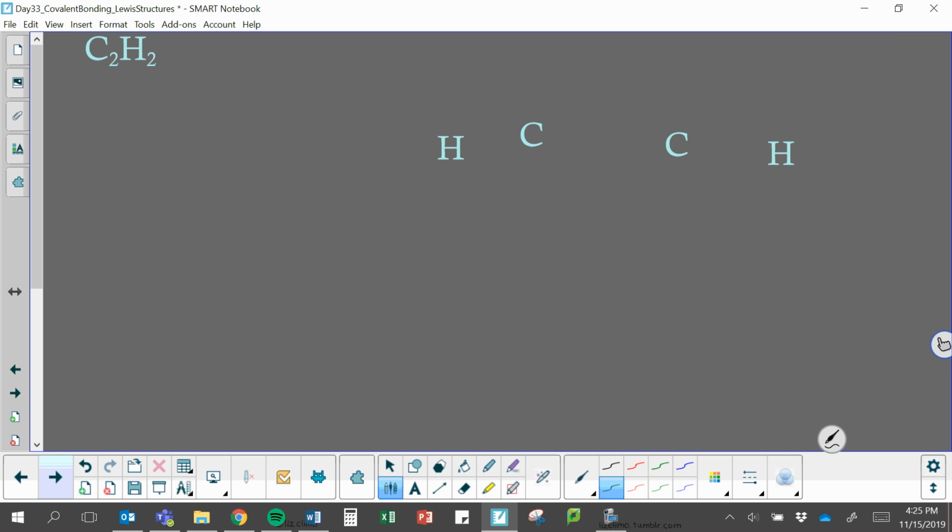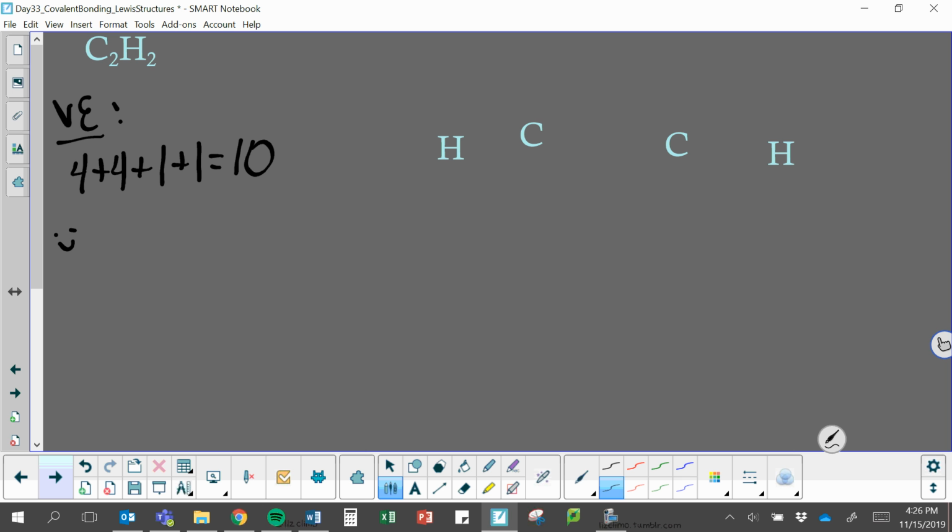Okay, we're going to try one more. So that's when we have C2H2. So first thing, we need to figure out number of valence electrons. So carbon is bringing 4, and we have another carbon. Hydrogen is bringing 1, and we have another hydrogen. So we're going to have 10 electrons.